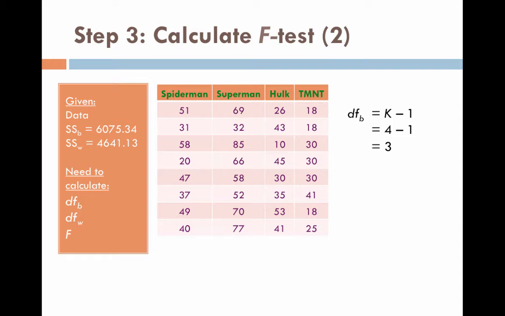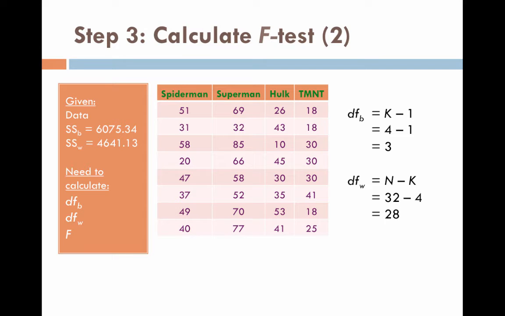Now let's work through degrees of freedom within groups. Well, what's the formula for degrees of freedom within groups? Total sample size minus the total number of groups. So if you recall, I mentioned that each row is an individual within each group. And since we have 8 rows and 4 groups, we have a total of 32 individuals. So plugging and chugging into our degrees of freedom within groups formula, 32 minus 4 is equal to 28.